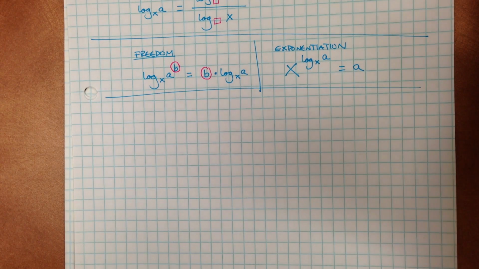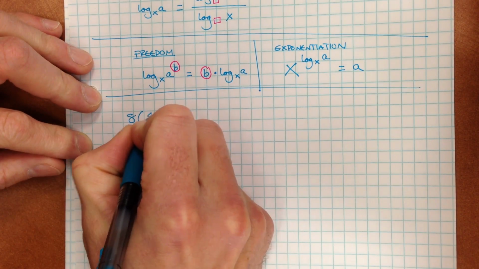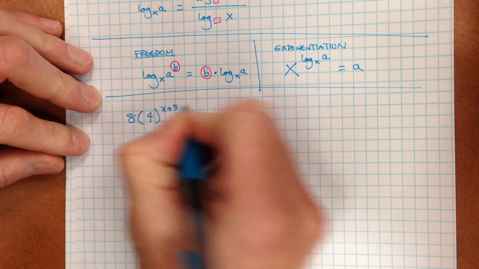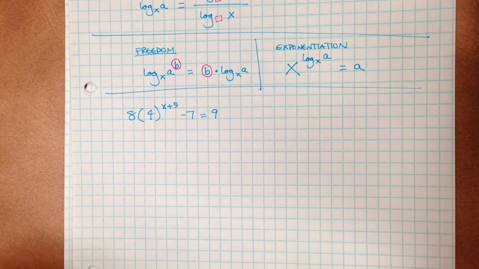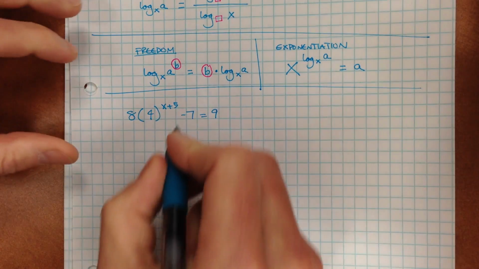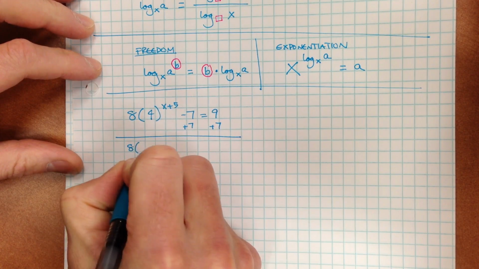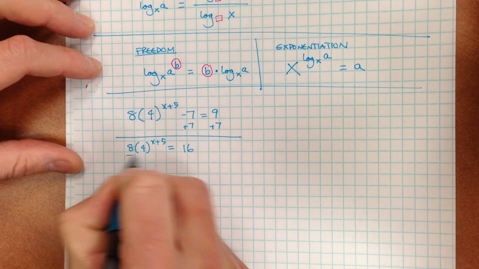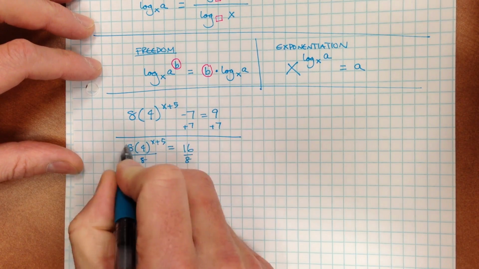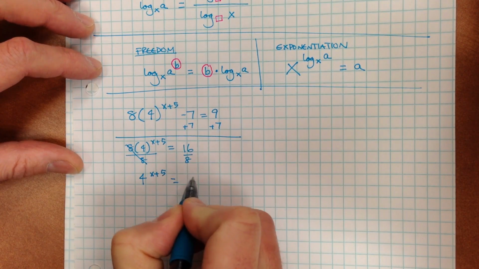Alright, so how about we first start off with something like 8 times 4 to the x plus 5, minus 7 equals 9. Okay, so this is just an equation that you want to deal with. We want to isolate our x value. First, I would add 7. 8 times 4 to the x plus 5 equals 16. Divide it all by 8. 4 to the x plus 5 equals 2.